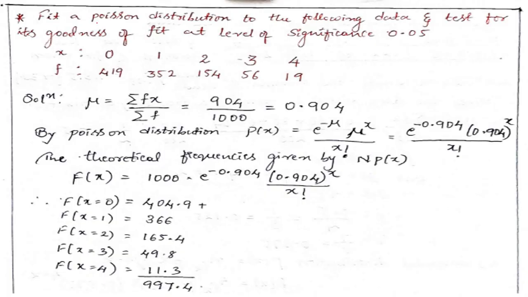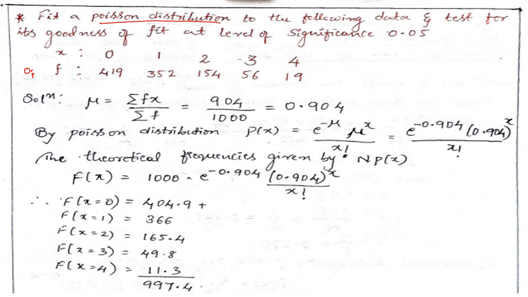Moving on to next problem, fit a Poisson distribution to the following data and test for its goodness of fit at level of significance 5%. So this is the given distribution table. Definitely you can name this as observed value, whatever the given f.